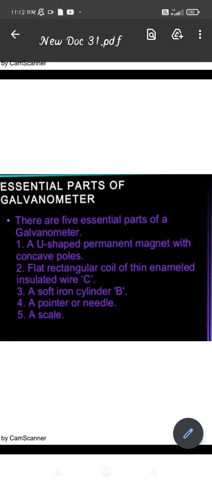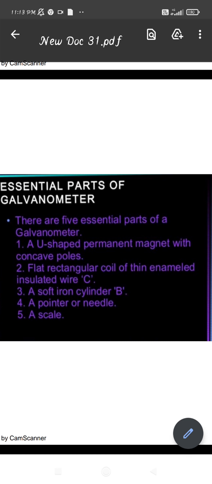of it. There are 5 essential parts of the galvanometer. I already told that two magnets will be taken, in the form of U-shaped concave poles. What concave means is that the surface is bent in, in the form of a U-shape. These magnets will allow the loop to move. Then there is a flat rectangular coil of thin enamel insulated wire. So one insulated wire will also be used.